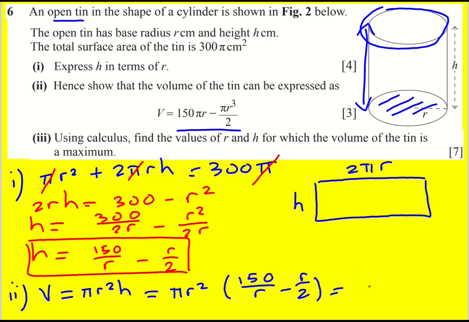And that will become 150 pi r, because the divided by r and the r squared are going to combine to give just r. And then pi r squared times minus r over 2 will give me minus pi r cubed over 2, which is what we need.